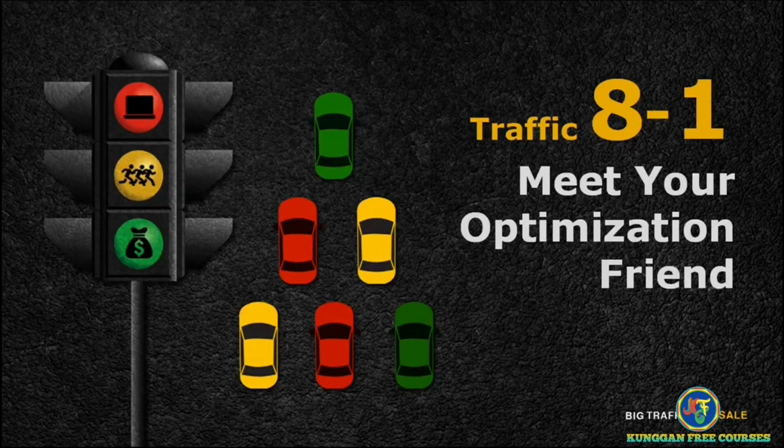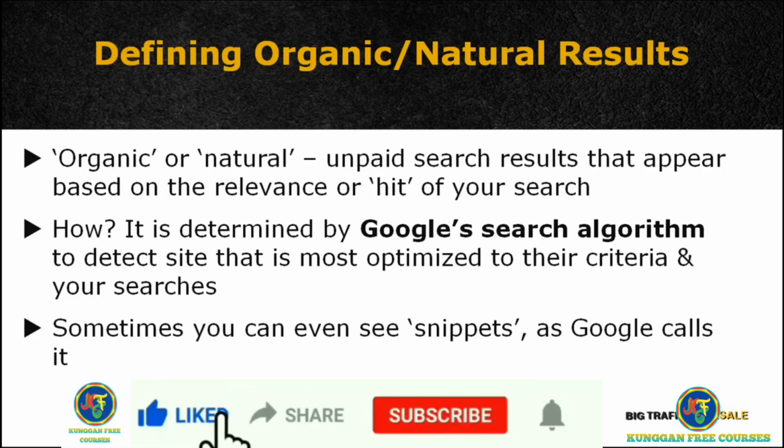Time for you to meet your optimization friend, the SEO. SEO is a form of action or process to generate traffic from the organic or natural results of your search engines. Organic or natural results are unpaid search results based on the relevance or hit of your search. These results are determined by Google's search algorithm to detect the site most optimized to their criteria and your search. Sometimes you can even see snippets, as Google calls them, from an optimized site. What is the algorithm behind Google search for SEO, you ask? We will uncover that during our special step-by-step on how to optimize your site.